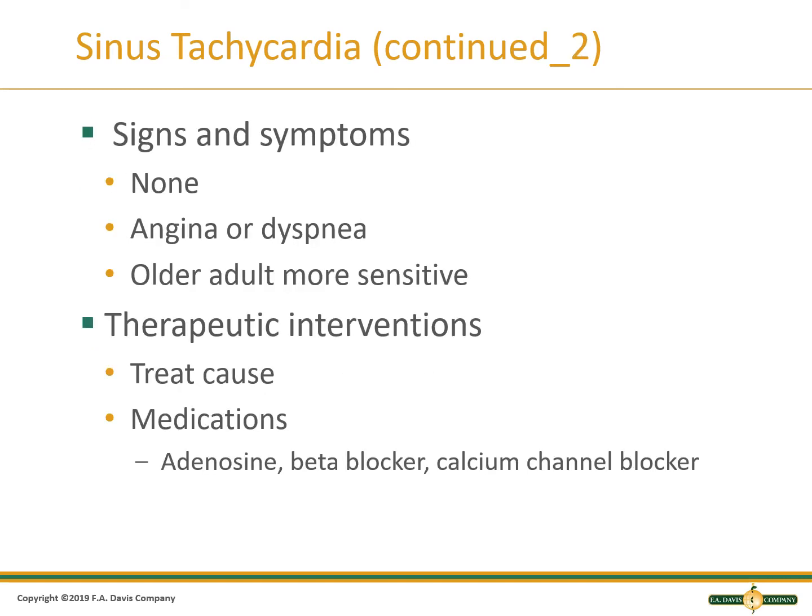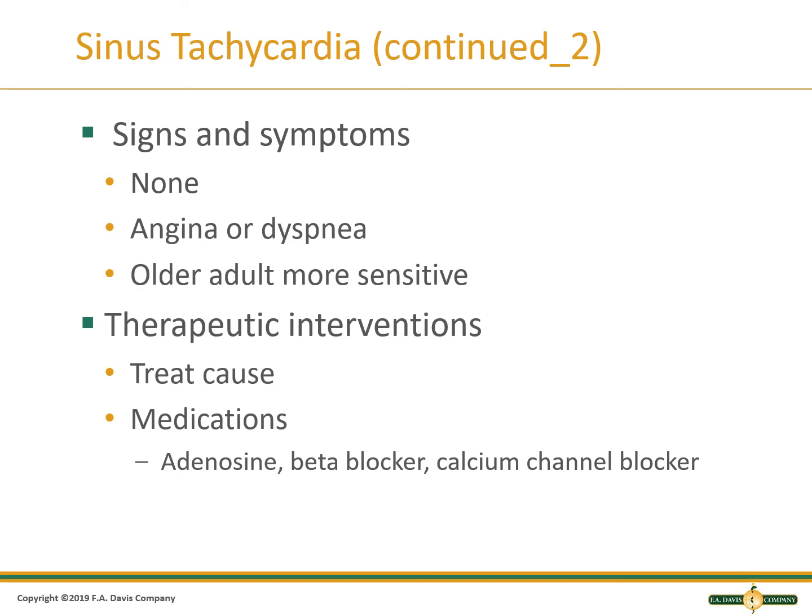Sinus tachycardia can be asymptomatic. A very rapid rate, usually greater than 150 beats per minute, that is sustained over a long period of time, may cause symptoms. The symptoms may include angina, dyspnea, syncope, or tachypnea. Older patients can become symptomatic more rapidly than younger patients.